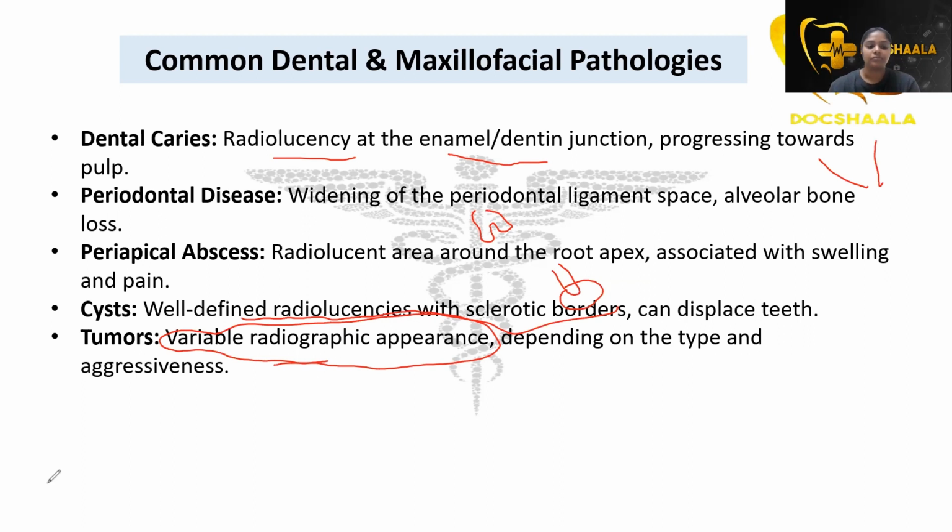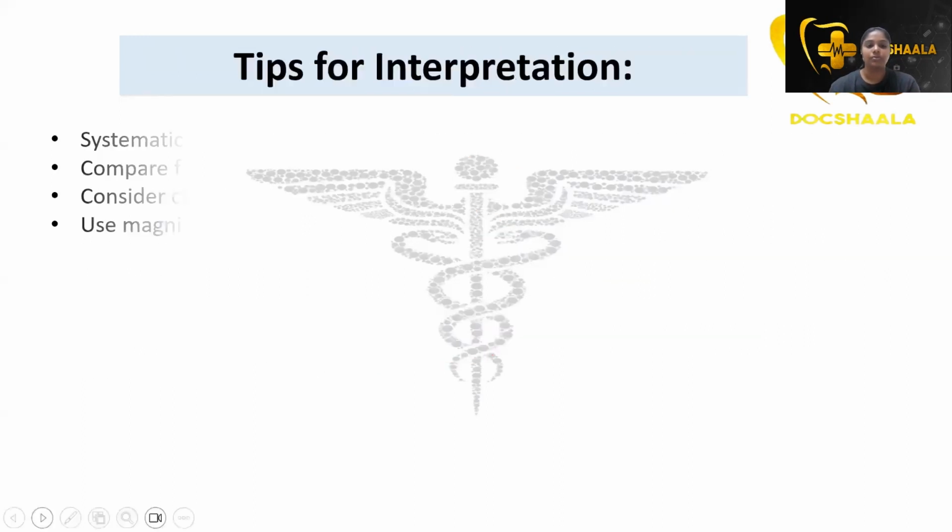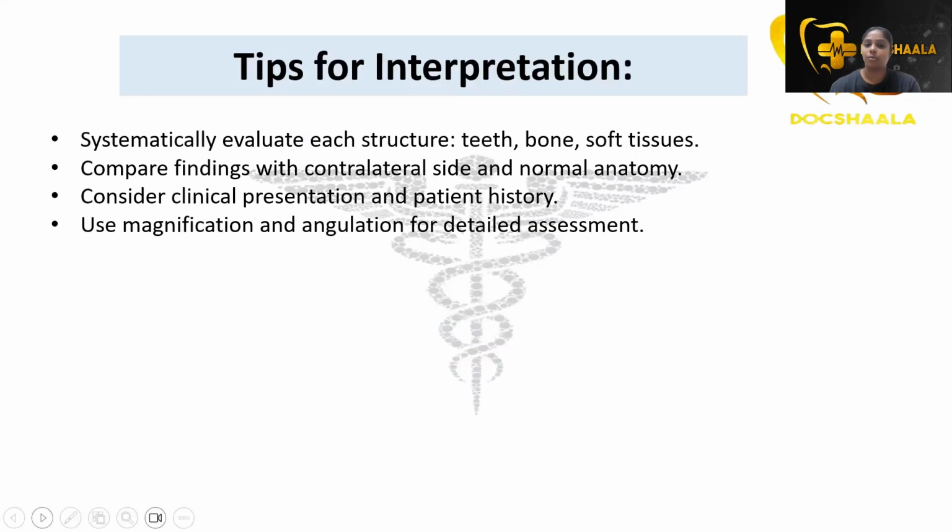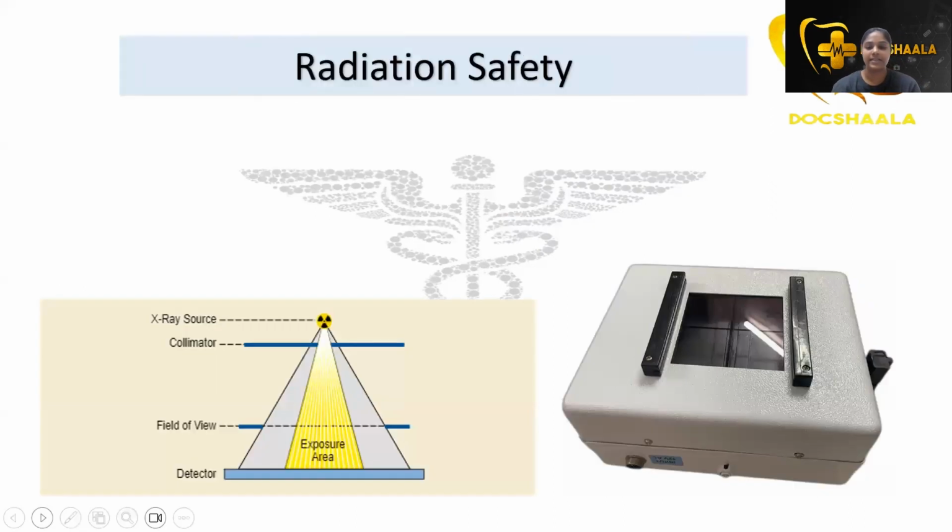Then coming to tips for interpretation, you have to know what is what. First point: where dentin ends, where pulp starts, where enamel ends. This is very important for you to know. Compare findings on the contralateral side of the same radiograph. Consider clinical presentation and patient history. Use magnification and angulation for detailed assessment.